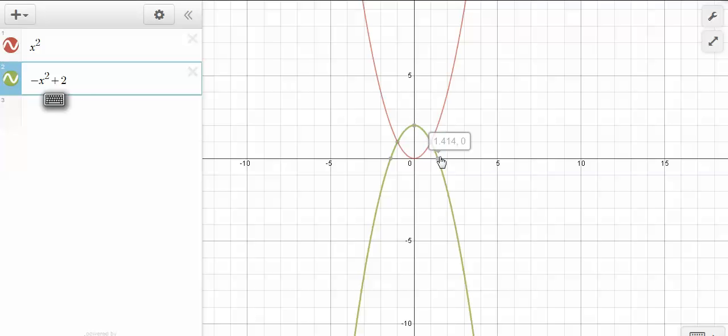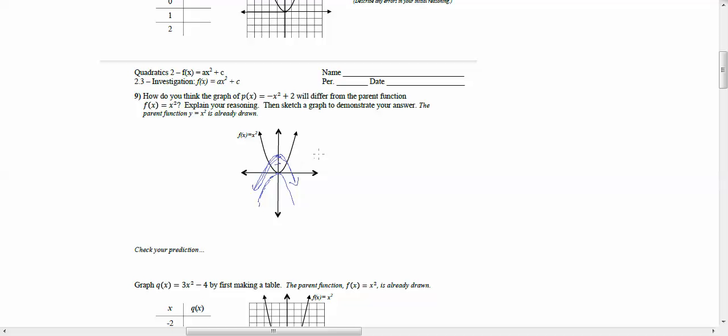The x-intercepts are at positive 1.414 and negative 1.414. The vertex is located at (0, 2). The axis of symmetry is located at x equals 0. I'm telling you pretty much everything I know about this parabola. And it looks a lot like what we have graphed over here.